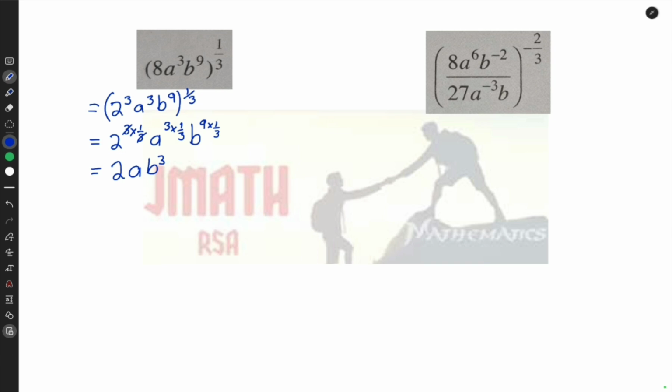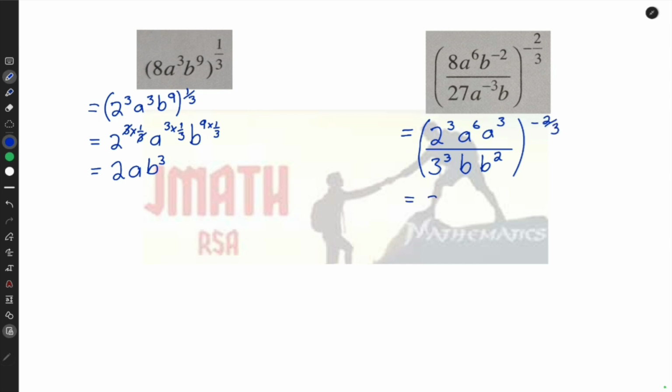The next sum, this would count a lot of marks. So I would first simplify the inside. And then only at the very end, when everything is simplified, I would multiply in the outside exponent. So I'm going to start with 2 to the power 3. Now I'm going to move the negative exponent. So there's an a to the power minus 3 at the bottom. So a to the 6 stays where it is, but a to the minus 3 moves up and it becomes positive. Okay, 27 I'm going to write as 3 cubed. b to the 1 stays where it is, but b to the power minus 2 moves down, and the exponent becomes positive. This is all still to the power minus 2 over 3.